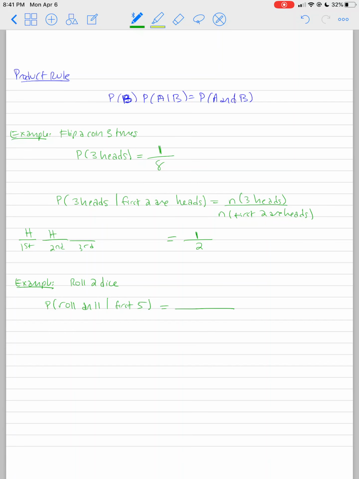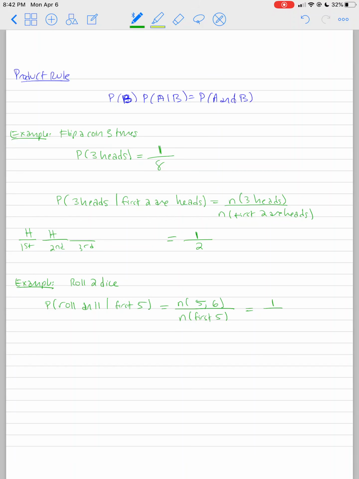Okay, so the formula says the bottom is the number of ways that my first one is a 5. The top is the number of ways of satisfying both conditions. So if you have to roll an 11 and your first dice has to be a 5, the only way to do this is to roll a 5 and then a 6. How many ways are there to get a 5 and then a 6? Well, exactly 1, because both dice results are prescribed.